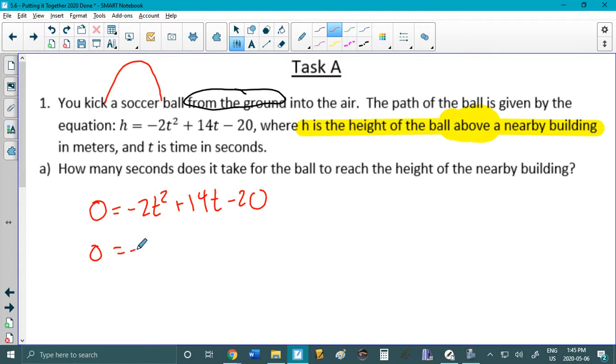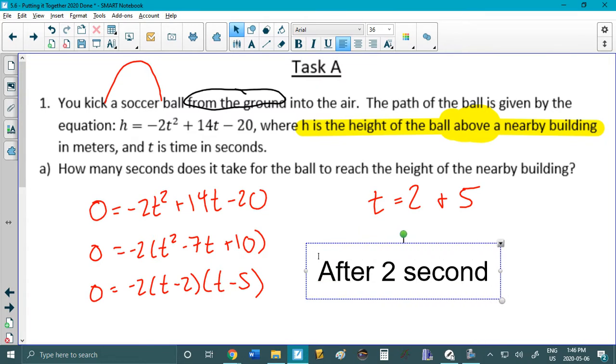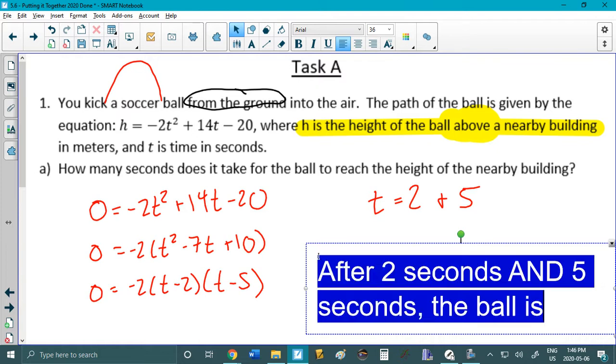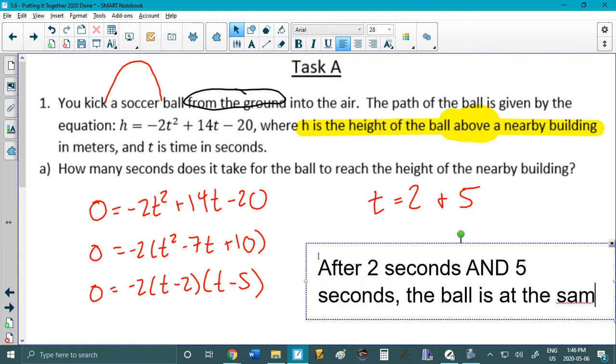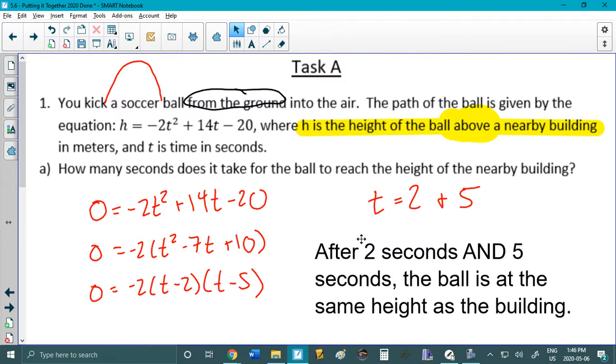So to factor this, first I'm going to pull out that common factor, minus 7t and then plus 10. Okay, and then I'm going to factor what's in brackets, and I get t minus 2 and t minus 5. So that means my answers are t equals 2 and 5. So this means that after 2 seconds and 5 seconds, the ball is at the same height as the building. And that's it. That's how you do that.